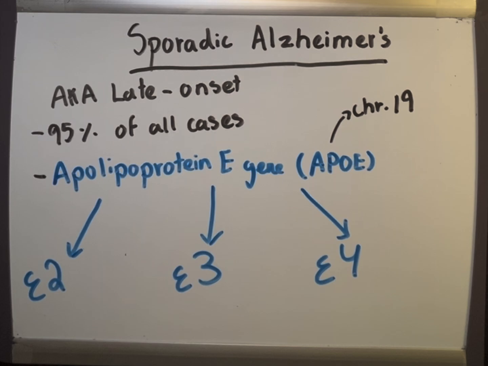It is important to understand that having one or two copies of the E4 allele does not mean a predisposition to Alzheimer's. Many people who have the allele never develop Alzheimer's, and many people who did not have the allele develop it.